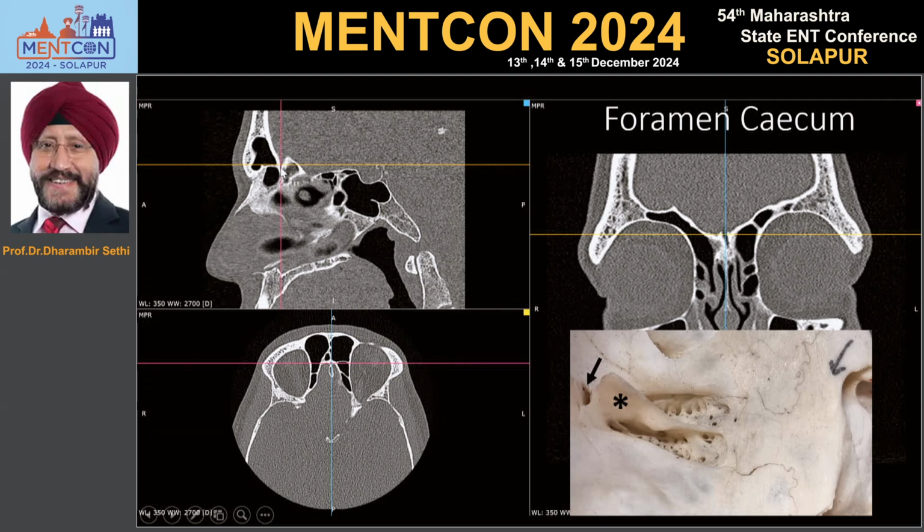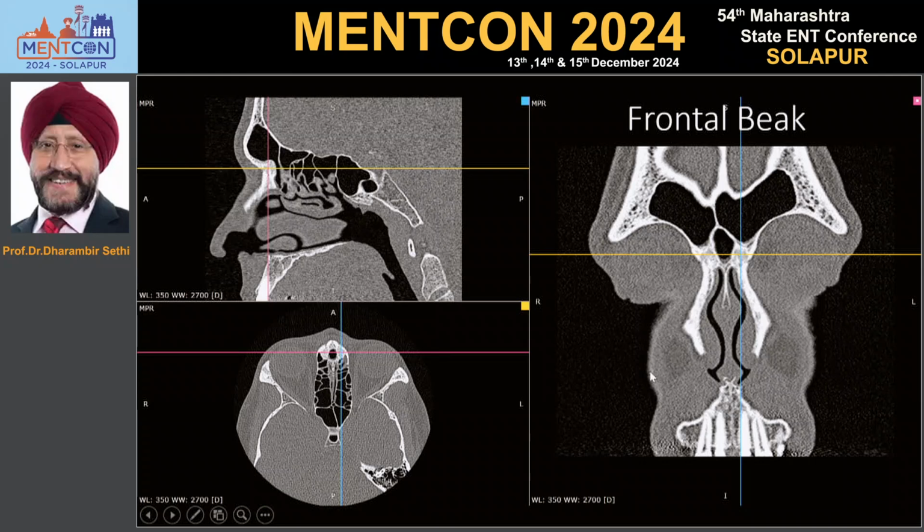Now, just anterior to the crista galli here, you'll see a small foramen, that is the foramen cecum. This is actually the embryonic remnant of a dural sac, which extends from the anterior cranial fossa onto the dorsum of the nose. And in most cases, it's fibrosed off, but sometimes it can remain patent, and that's why it can cause pathologies like an epidermoid cyst, or sometimes even a meningocele.